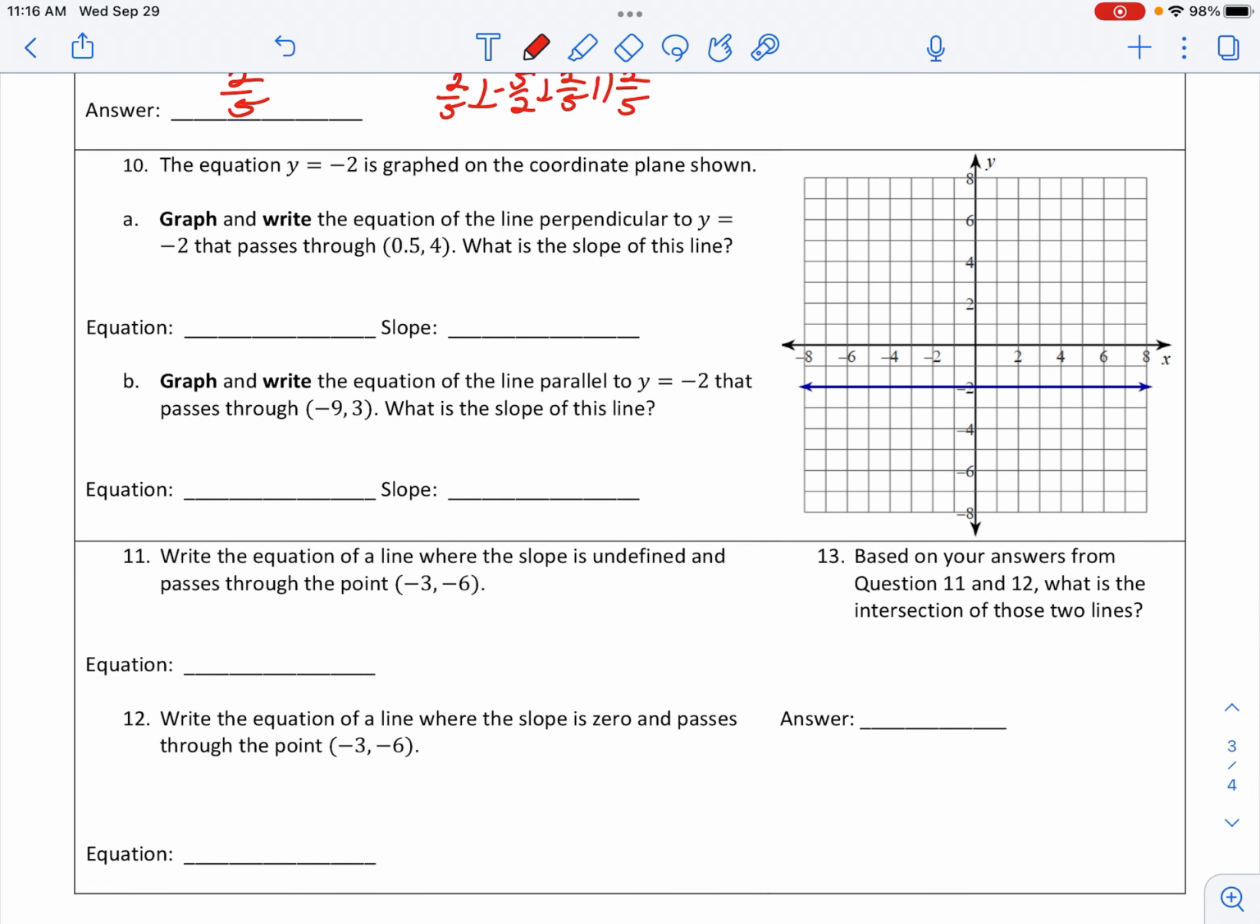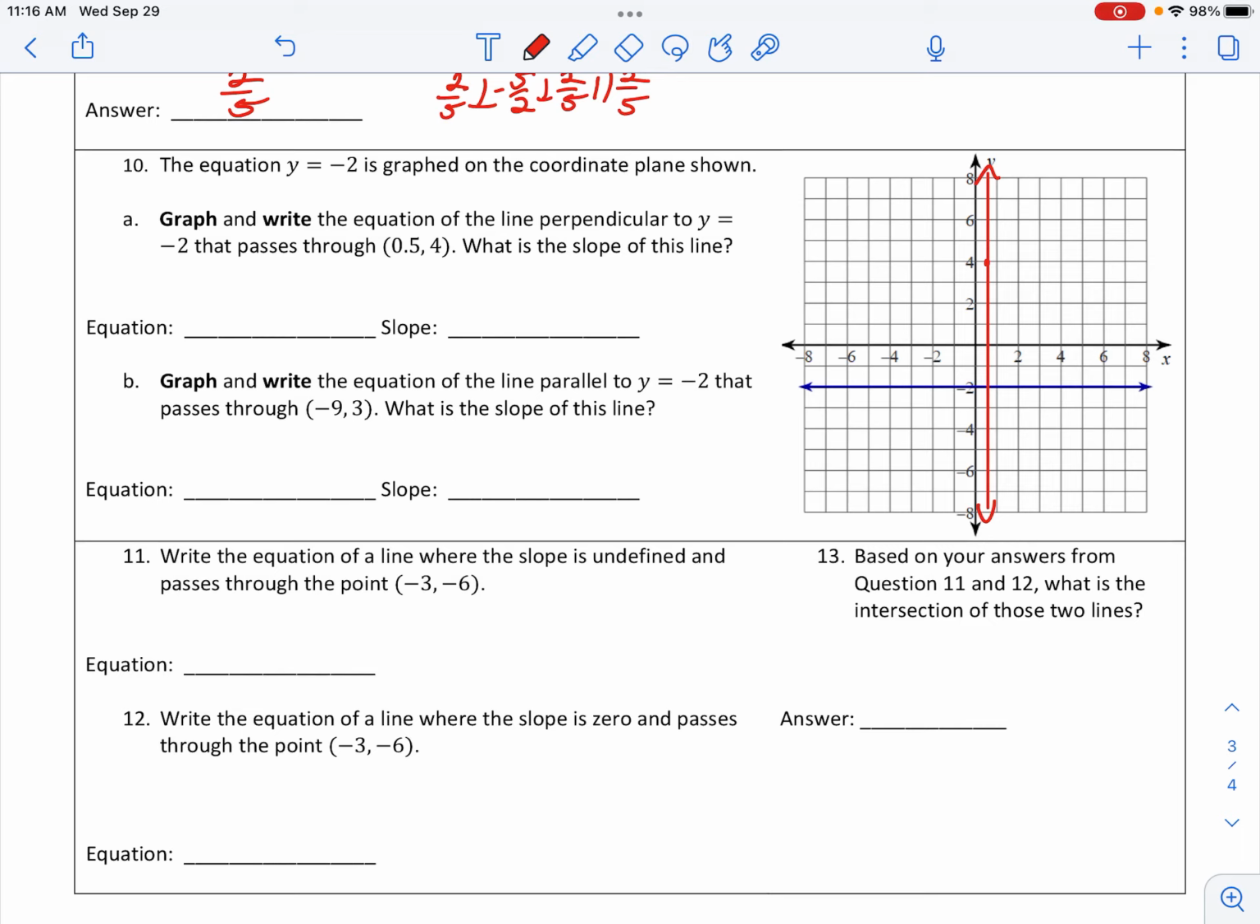We'll just go with question 10. y equals -2 is given. Graph and write the equation of the line perpendicular to that that also passes through (0.5, 4). So to be perpendicular, it needs to go vertical, and (0.5, 4) is this point right up here. So we want to be perpendicular to y equals -2 and go through that point.